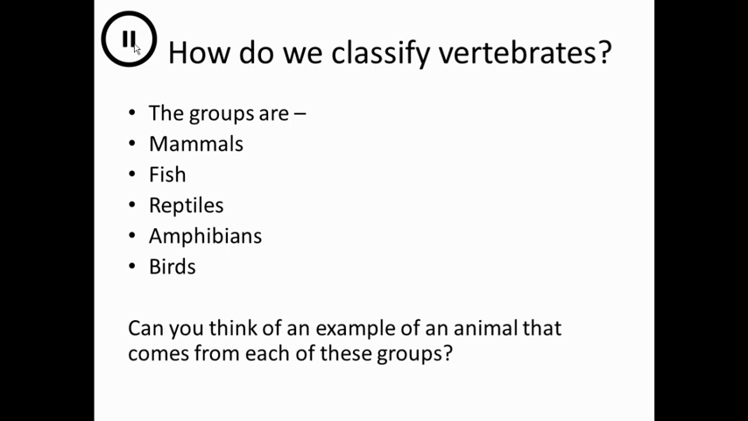So, see this pause symbol? That's going to be an activity. So how do we classify vertebrates? So animals with a backbone, how do we group them? So the main groups are mammals, fish, reptiles, amphibians, and birds. So what I want you to do now, have a quick think. Can you think of examples of animals that come into each of these groups? You've probably heard these words around before. Have a think. Can you think of any animals that come into these groups? So if you pause the slide now.